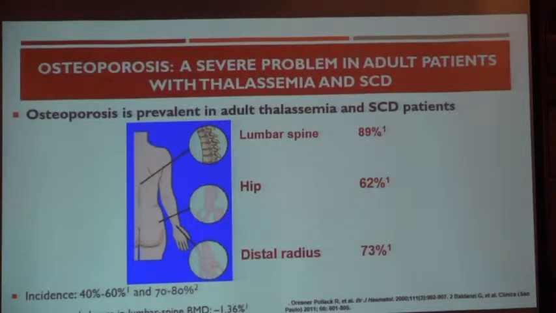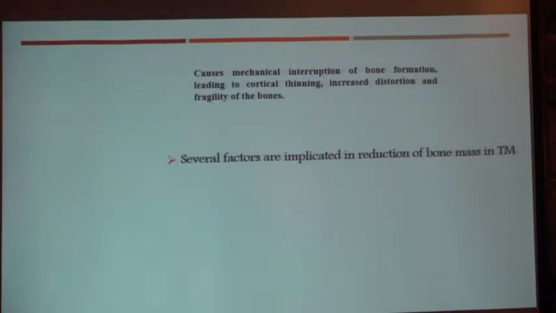At the lumbar spine, the incidence of osteoporosis is about 89%. In the hip, 62%. At the distal radius, 73%. There are several factors involved in the pathogenesis of low bone mineral density in iron overload conditions like thalassemia.